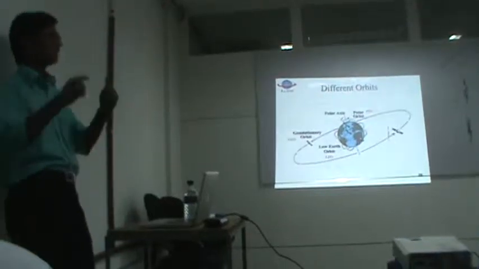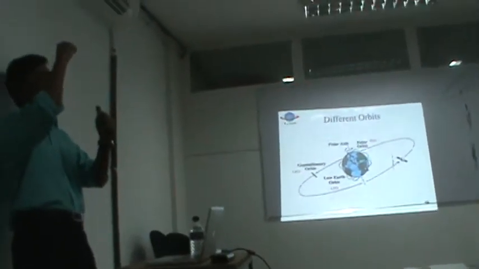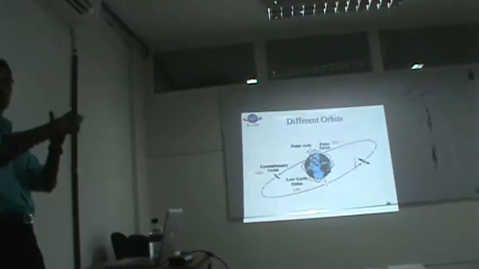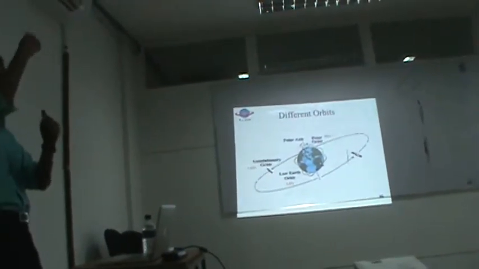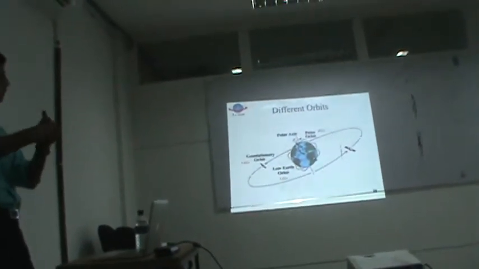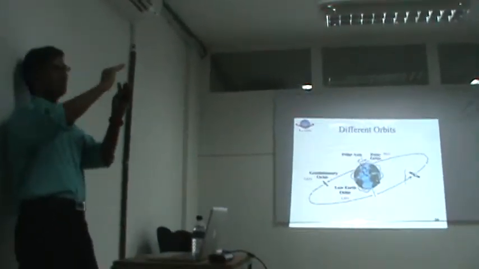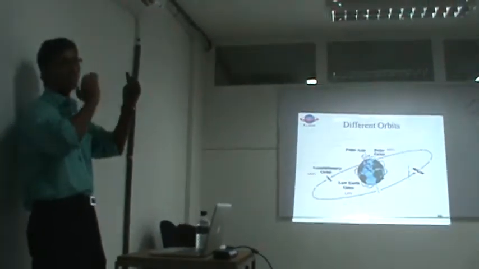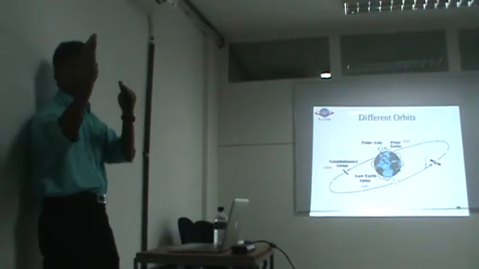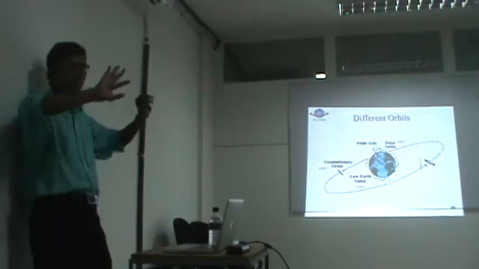Polar orbit means the satellite will pass through the pole, North Pole, South Pole. That we call the polar orbit. Another is a low Earth orbit. Low Earth means very close to the Earth, maybe 700 kilometers from the ground. And geostationary is very far.